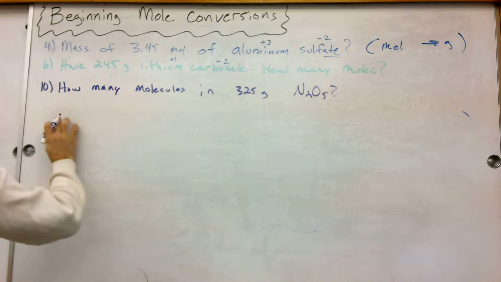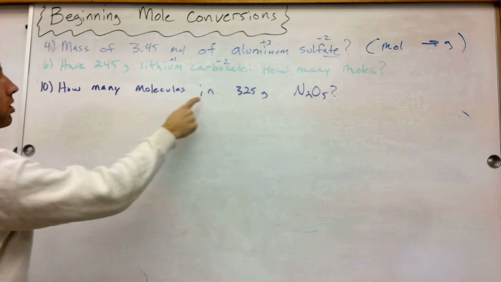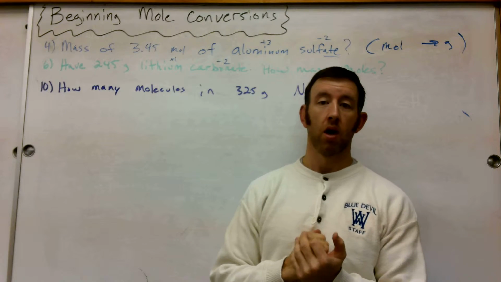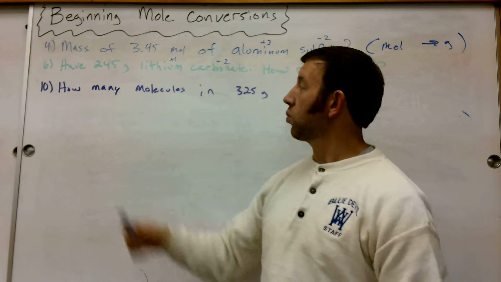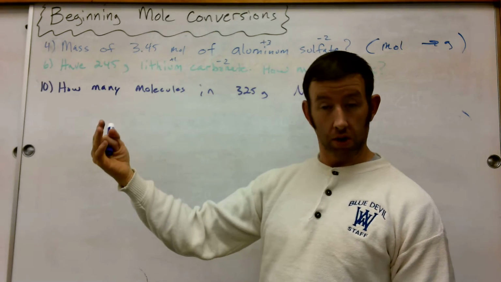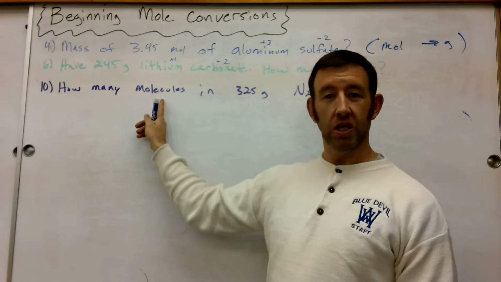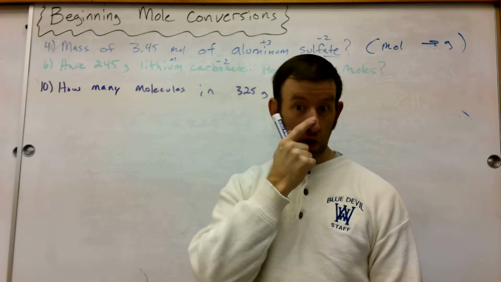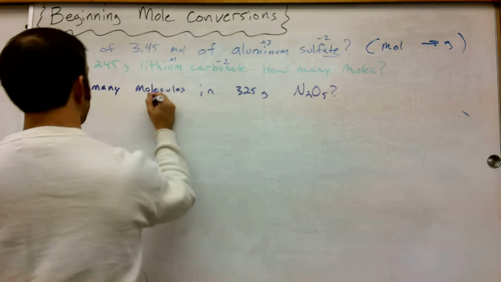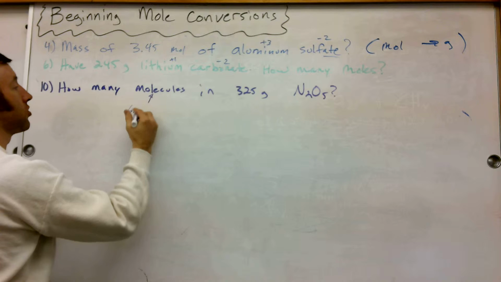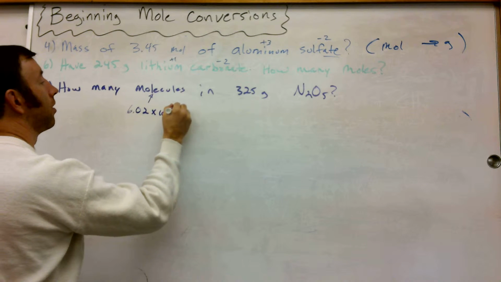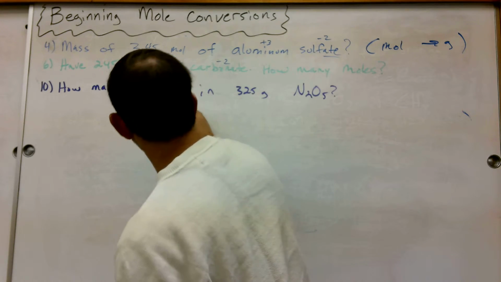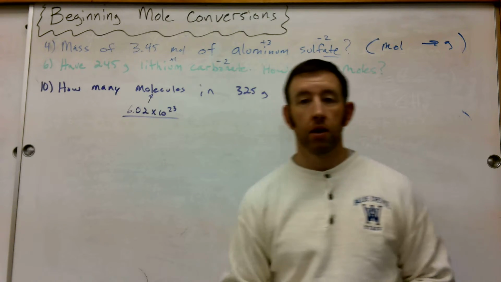All right, so number 10 says, how many molecules are in 325 grams of dinitrogen pentoxide? A couple things here. We see the word molecules, which is a representative particle. Every time we see atoms or molecules or formula units, we know we're going to use Avogadro's number. That's my trigger right there. So I'm going to write that number down to remind myself: 6.02 times 10 to the 23rd.